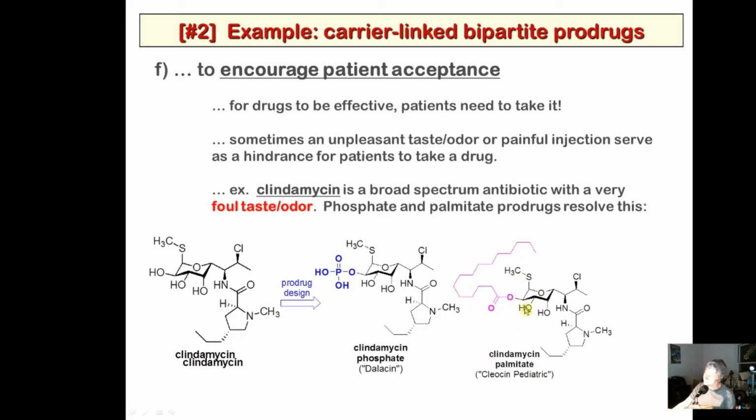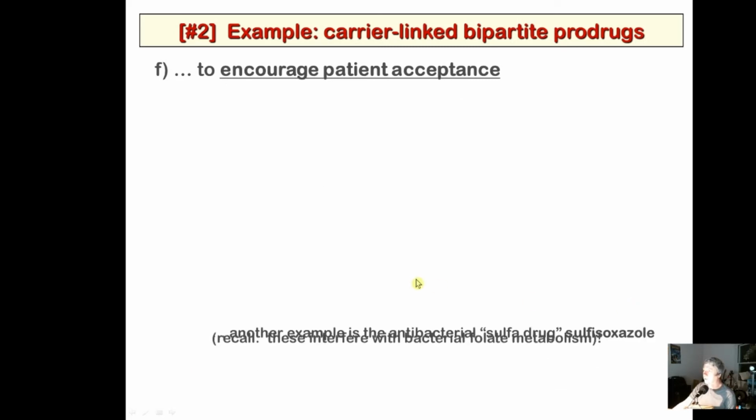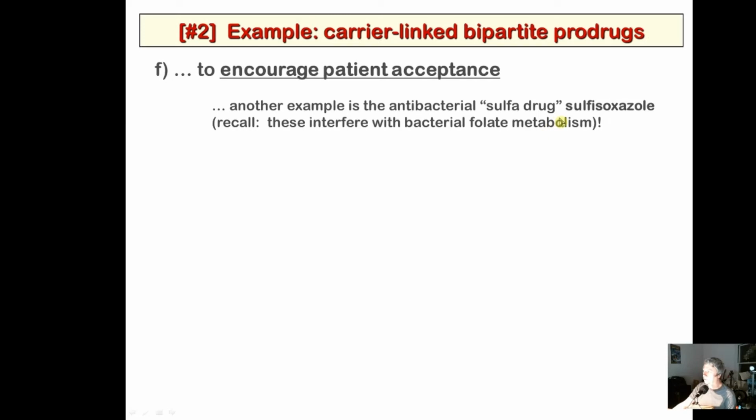I forgot how many carbons that is. 1, 2, 3, 4, 5, 6, 7, 8, 11, 12, 13, 14. I think it's 15 carbons. And this also gets rid of some of the negative flavor effects. It's called Cleocin pediatric solution.